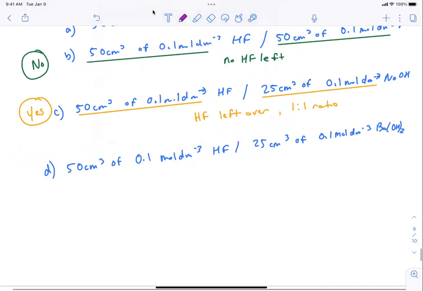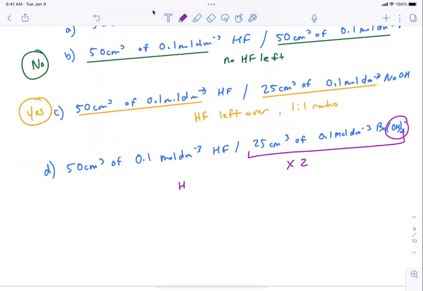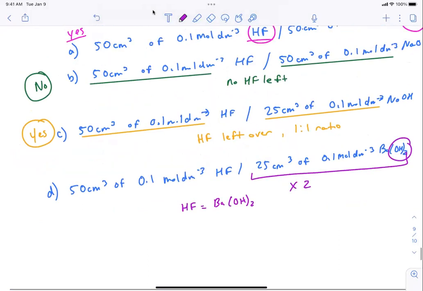So this is times 2 as much base you have here because each of those produces twice as much OH minus. So that means you actually have the same amount of HF as you have BaOH2. And so this one ends up being no.